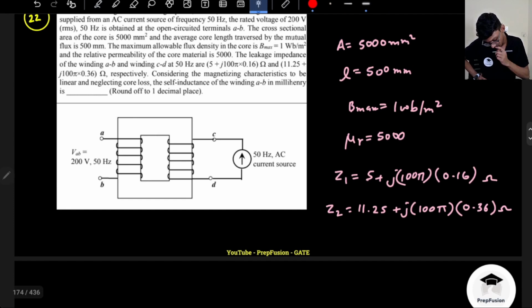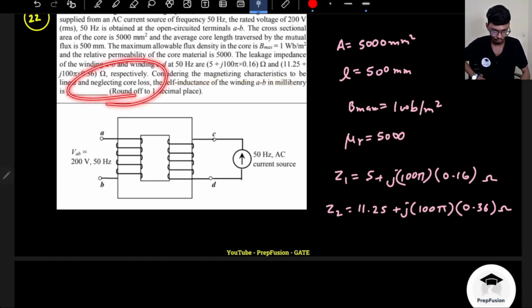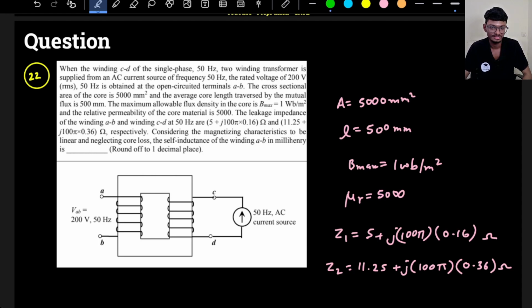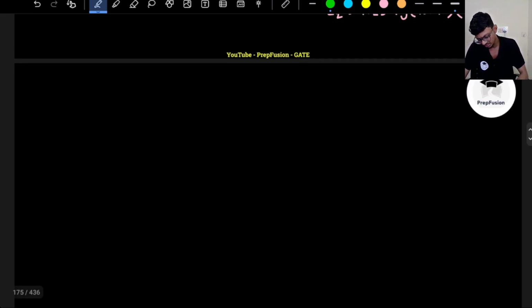So considering the magnetizing characteristics to be linear and neglecting core loss. Magnetizing characteristics being linear means the core will never saturate. The question: what will be the self inductance of the winding AB in millihenry? So how do you find the self inductance? If you remember, we had a formula. Self inductance was equal to N square by reluctance.